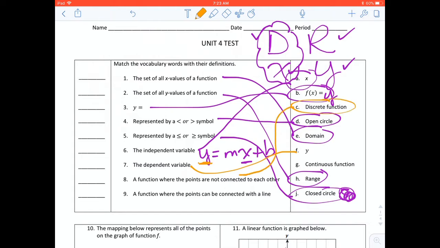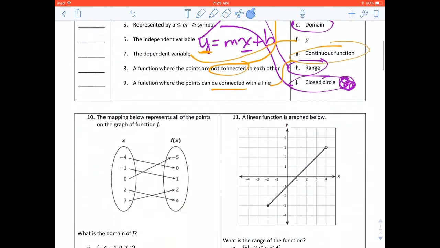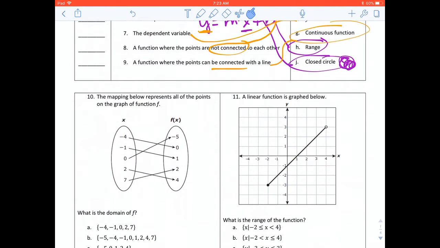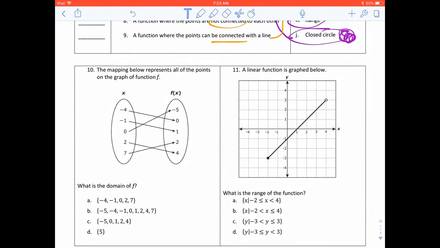All right, let's take a look at question 10. The mapping below represents all of the points on the graph. What is the domain? Well, guess what? We just answered a quick way of saying Dr. XY. Domain deals with the x value, so we're just looking for the answer that matches up to those numbers, and if you look right here, it's A.